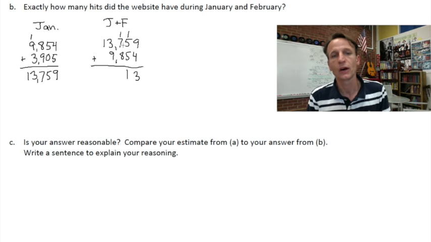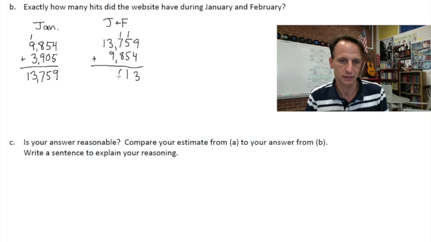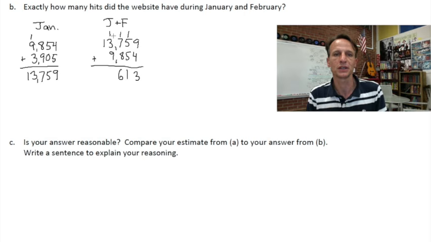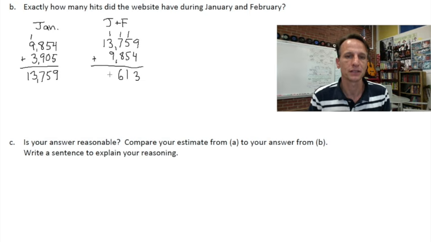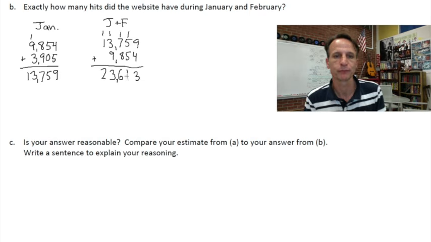Regroup the 1. Oh, and I see a pattern here too. 1 and 7 make 8. 8 and 8 are 16. Place the 6. Regroup the 1. Another pattern here. 1 and 9 make 10. 3 more. Got it? 13. So I place the 3. Regroup the 1. 1 and 1 are, oh yeah, 2. Excellent. Don't forget your comma.